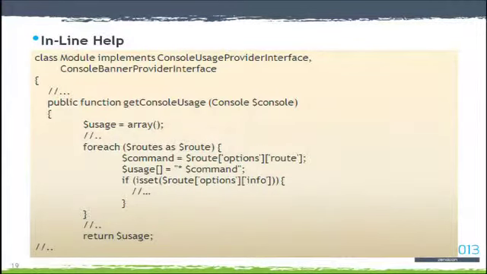And what I'm doing here is I'm getting again information about the routes, and I'm checking if there is an info key in this specific array. And if there is an info key, I'm putting it into the final usage.